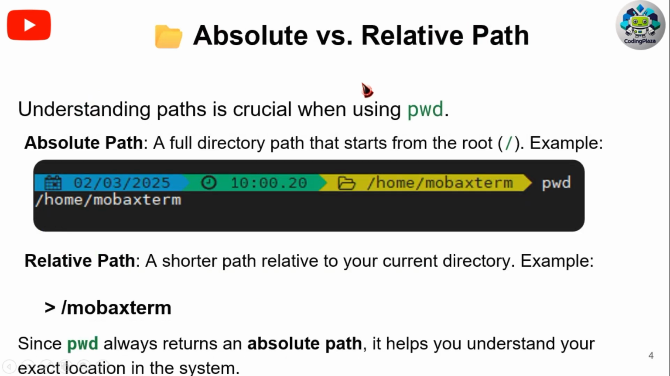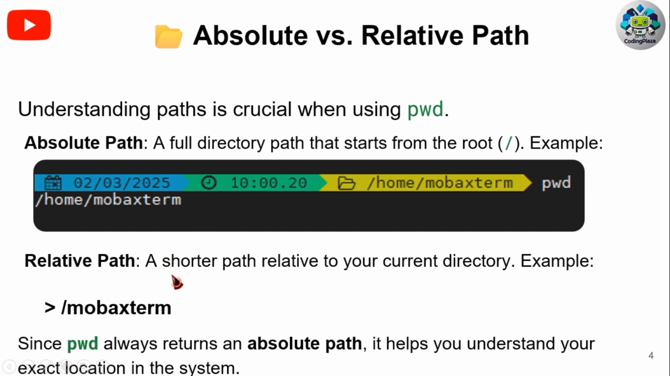Then, absolute versus relative path. There are two different kinds of path, so you have to know the difference between them and their importance with pwd. Understanding paths is crucial when using pwd. The absolute path is a full directory path that starts from the root. Like the C drive, you start and go through ten folders, and if you click on the top of the path you will see the full path. That's called an absolute path.